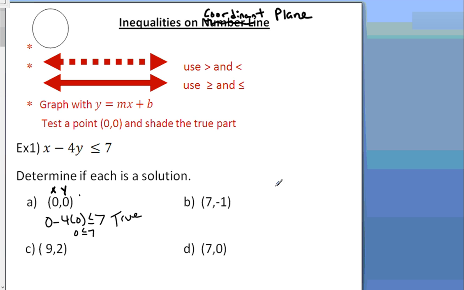Right? Let's do B. 7 minus 4 times the negative 1 should be less than or equal to 7. Well, negative 4 times negative 1 is 4, so this is 7 plus 4. 7 plus 4 is 11. Is 11 less than or equal to 7? This is false. Okay? So this is really easy.